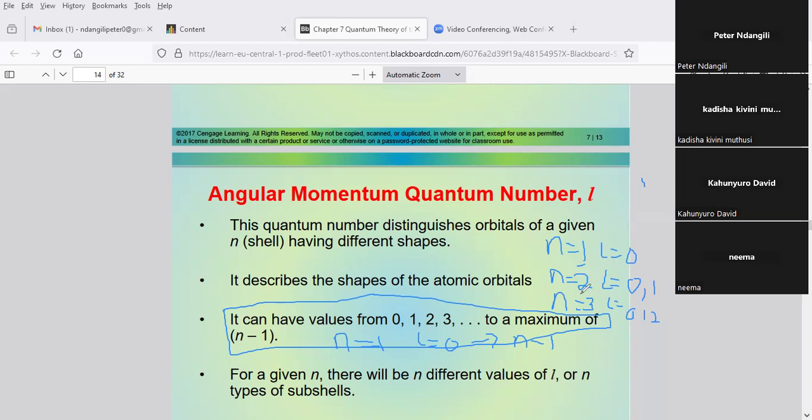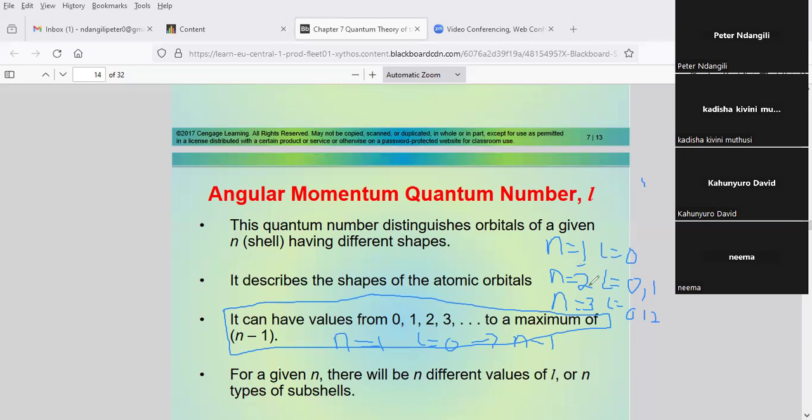When n is equal to 2, the values of L must start from 0. In all cases, they must start from 0. 0, 1, 2, 3, and the last one will be equivalent to n minus 1. So when n is equal to 1, the first one is 0. We go on. What is n minus 1? 1 minus 1 is 0. So it is only this one.